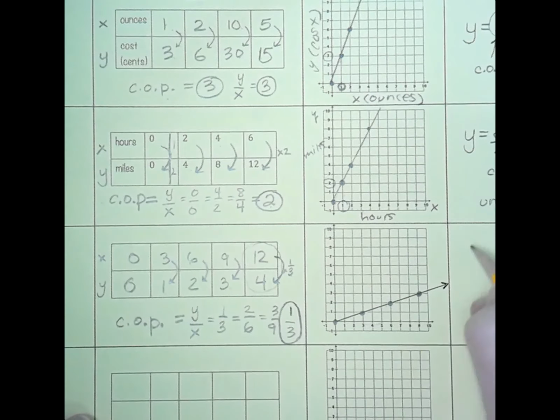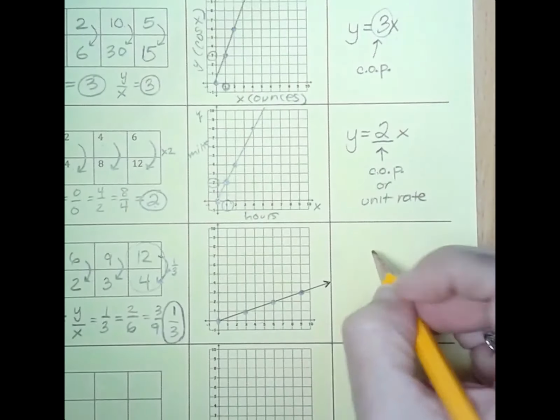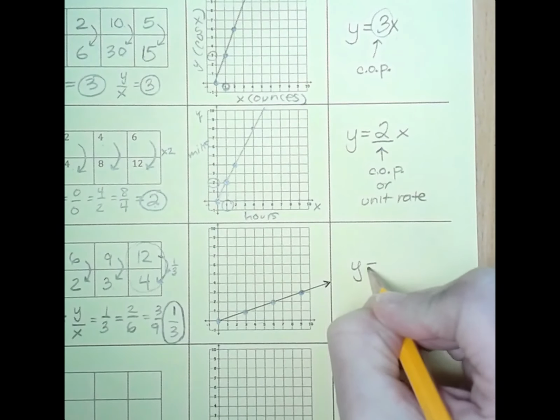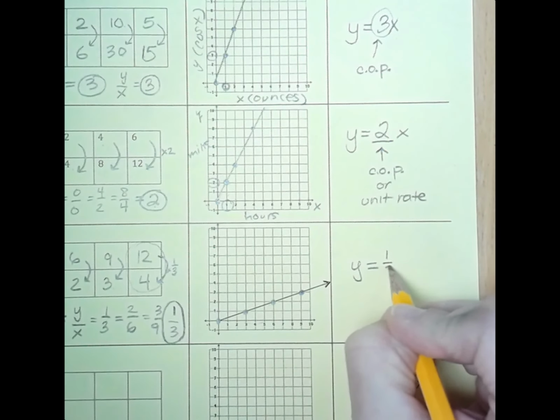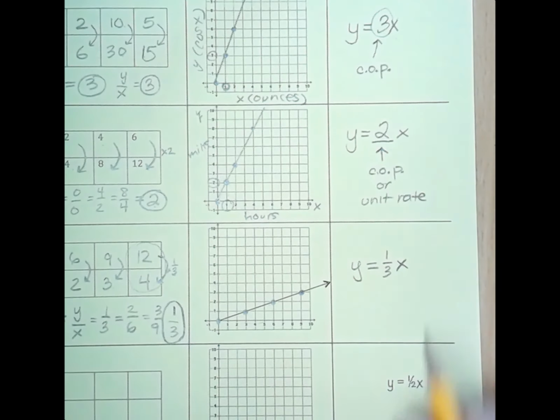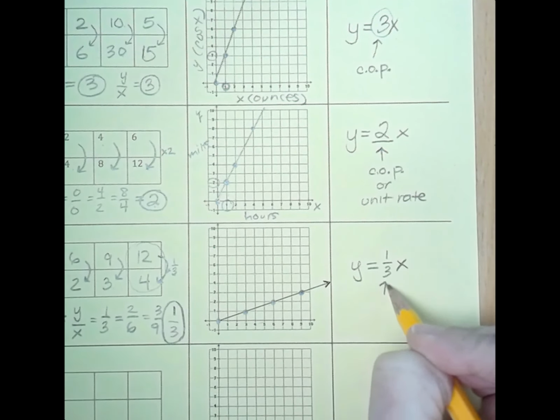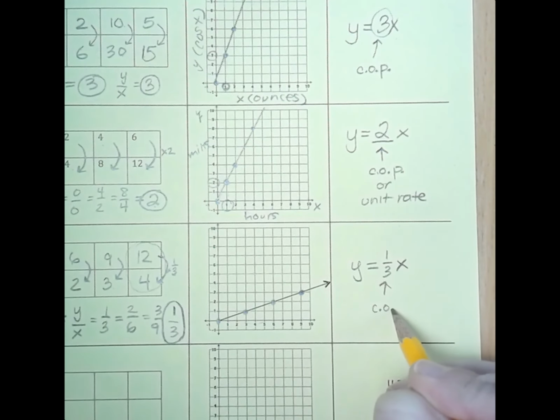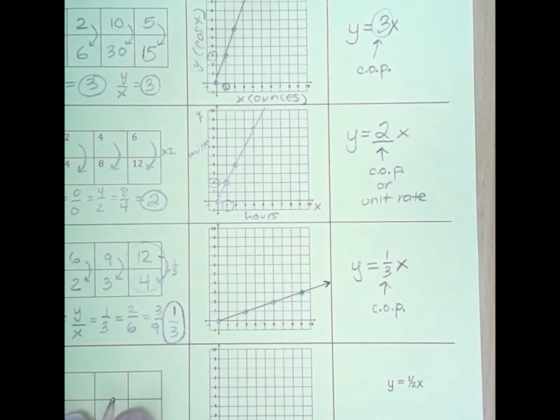So our equation: the y value is always equal to 1/3 times the x value. Here's that magic constant of proportionality. Remember, that's also the unit rate. So let's use that unit rate to go back and write a description.